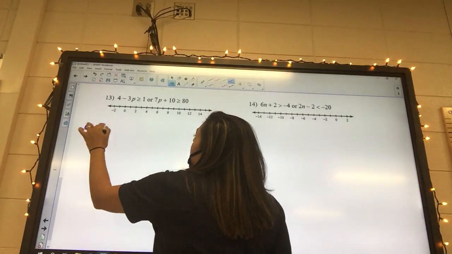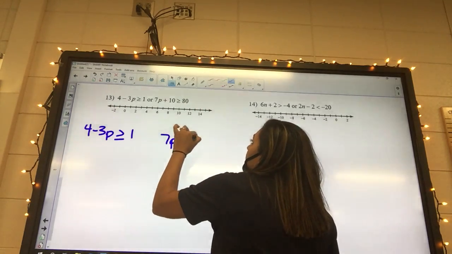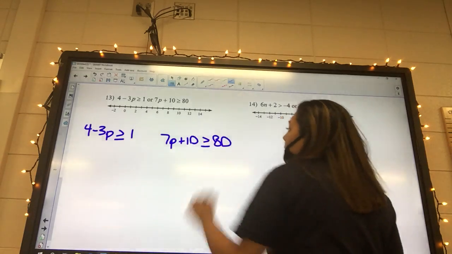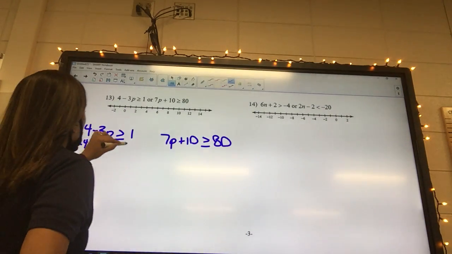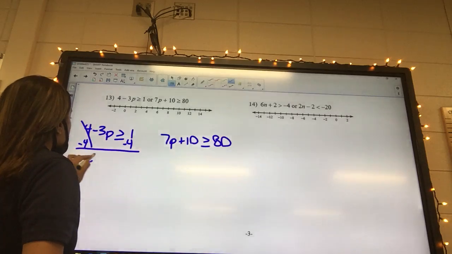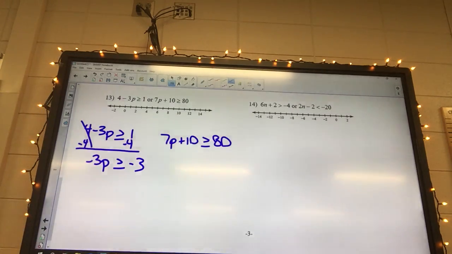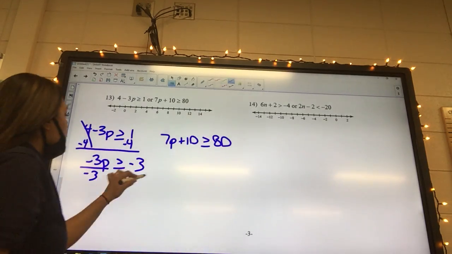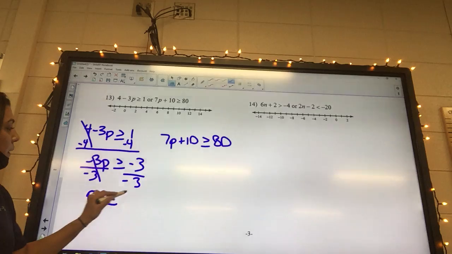Okay, so 4 minus 3p is greater than 1, or 7p plus 10 is greater than or equal to 80. Okay, so we're going to say minus 4, minus 4. I got negative 3p is greater than or equal to negative 3. That's probably what you got in trouble. And then our last step is gonna be to divide by negative 3. Do we need to flip? No. Wait, yes. Yeah, I wasn't paying attention.